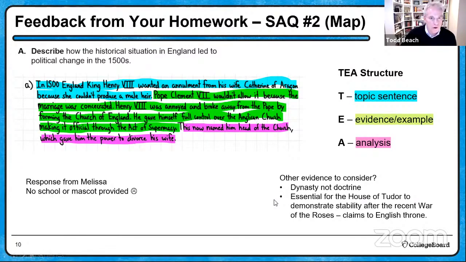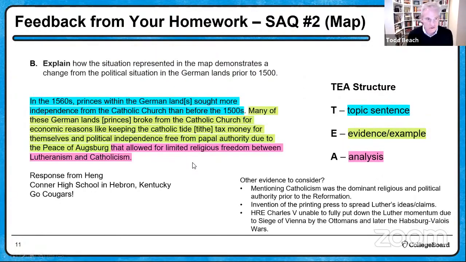So one thing you want to also do is use the language of the prompt to respond to the prompt, as Katie was talking about: the historical situation in England led to political change, because that will help really focus you. Okay, so we can go to the B task. Hope the internet holds. Yep.